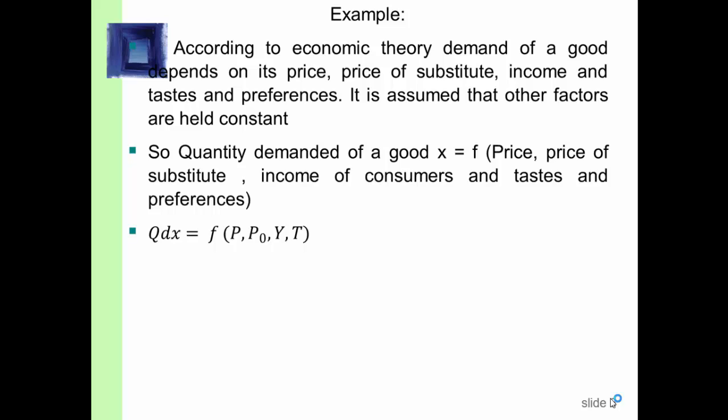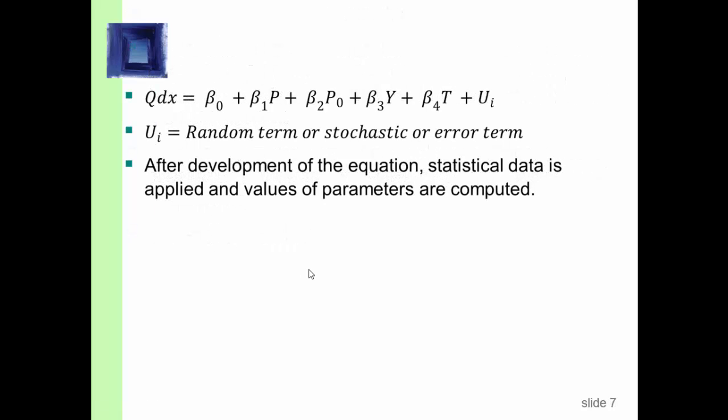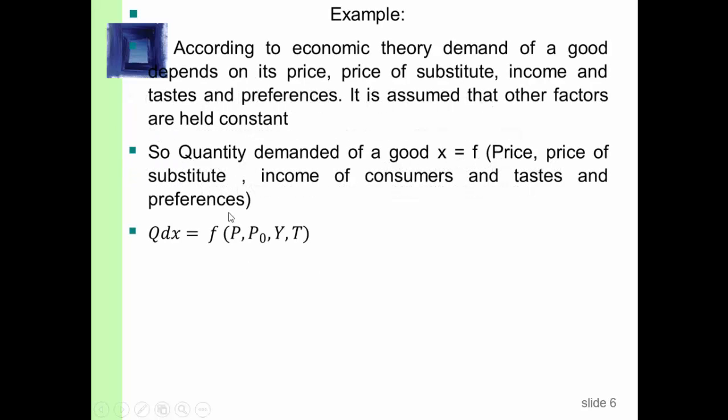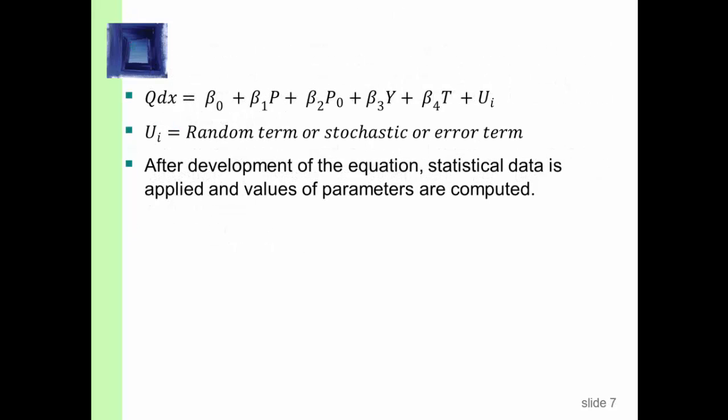So quantity demanded of good X is a function of price of substitute, income of consumer, and tastes and preferences. Or QDX is a function of P, P0, Y, and T. Here the P stands for the price of the good X, P0 is the price of substitute, and Y is also an economic variable which shows the income of consumer, while T shows the taste and preferences of the consumer.